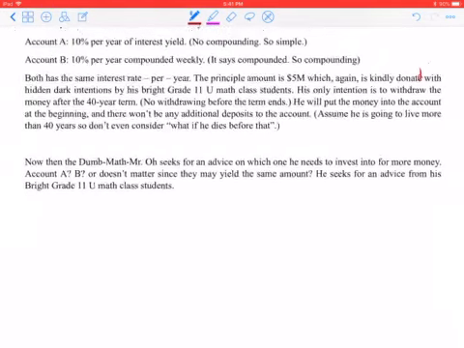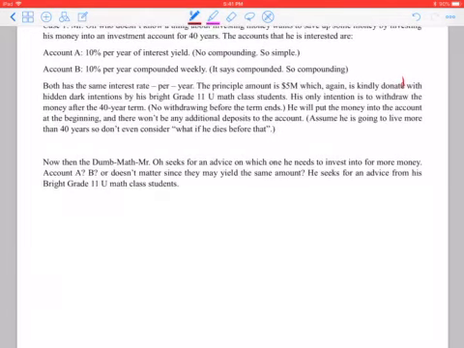Now, then, the dumb math. Mr. O seeks advice on which one he needs to invest into for more money, account A or account B, or does it really matter? So let's then take a look at it. So all we need is, for account A, we calculate interest. Now, since this is simple, we're going to use I equals PRT.